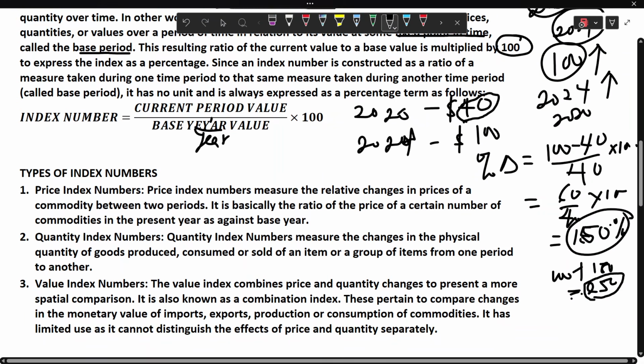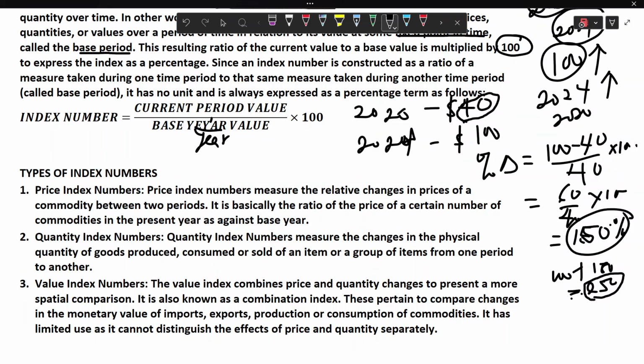Basically, we are going to look at three: the price index numbers, the quantity index numbers, and the value index numbers. As the name suggests, with price, you are dealing with prices. So you're looking at the relative changes in price of a commodity between two periods. It is basically the ratio of the price of a certain number of commodities in the present year as against the base year.